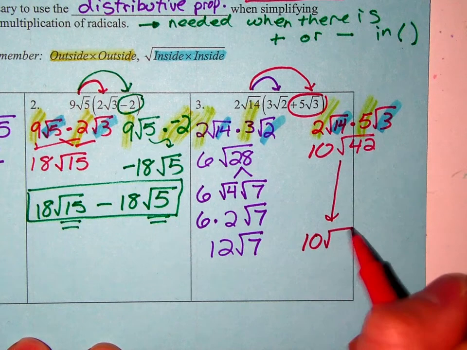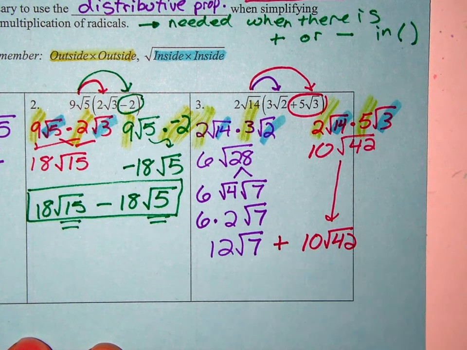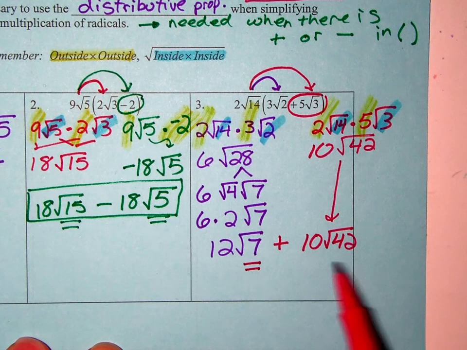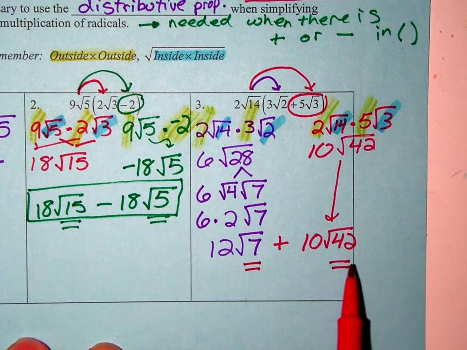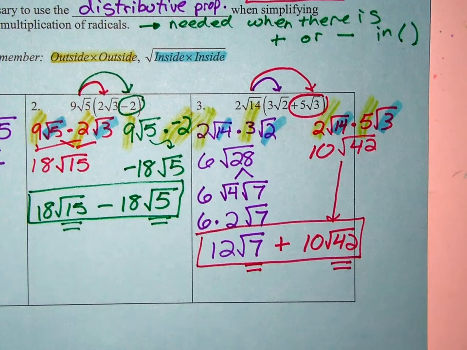10 square root of 42. And since it was positive when I multiplied it together, there's going to be a plus sign in the middle. Then I should look and see, can I combine these? Do they have like radicals? Well, this one's a 7, this one's a 42, so they're not alike. So I can go ahead and circle that as my final answer.